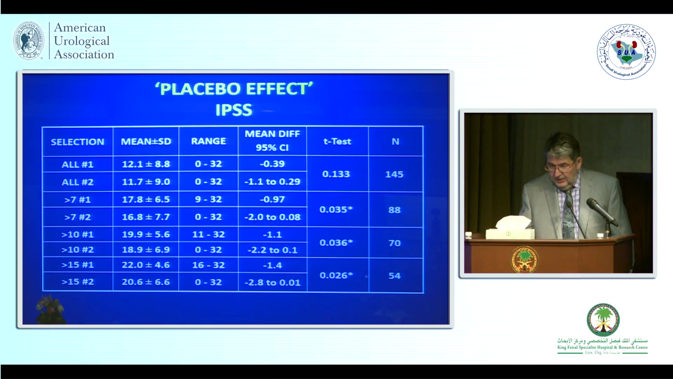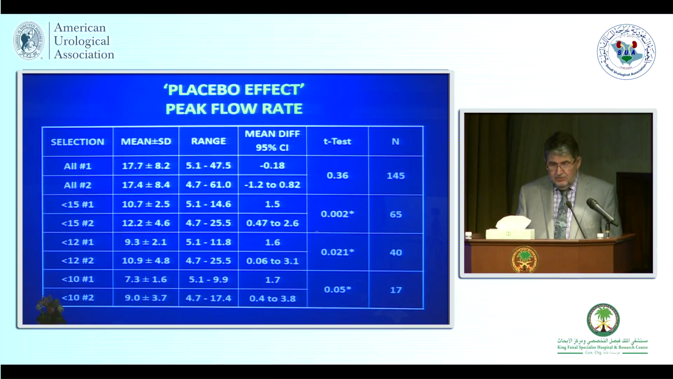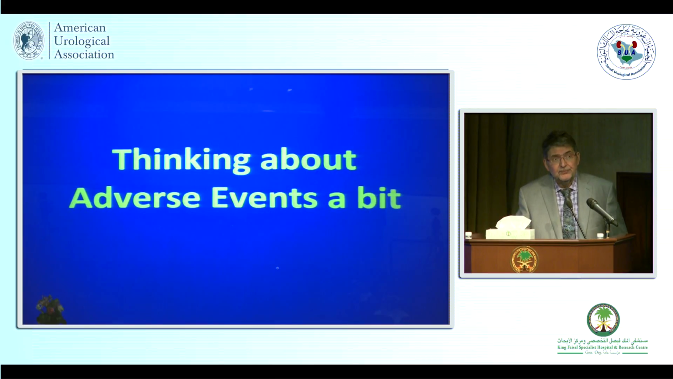And you can see here that by t-test, you reach significance, less than 0.05, less than 0.05, less than 0.05 regarding the symptom score, and amazingly enough, the same is for the flow rate. You reach significance if you exclude people with a flow rate under 15, under 12, or under 10, and you reach significance at 0.05. And seemingly, these people have a symptom flow rate improvement. It's incredible.